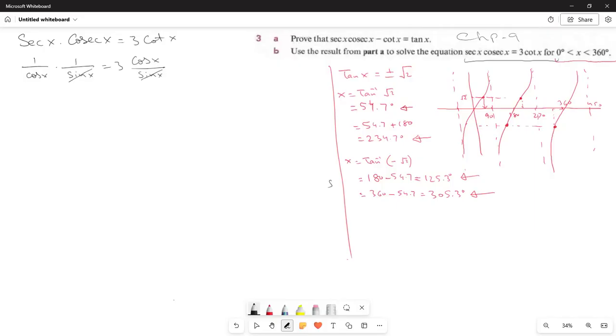Okay, so I have cos x. So 1 equals 3 into cos square x. So cos square x is equal to 1 over 3, and cos x is plus minus 1 over under root 3. Right?